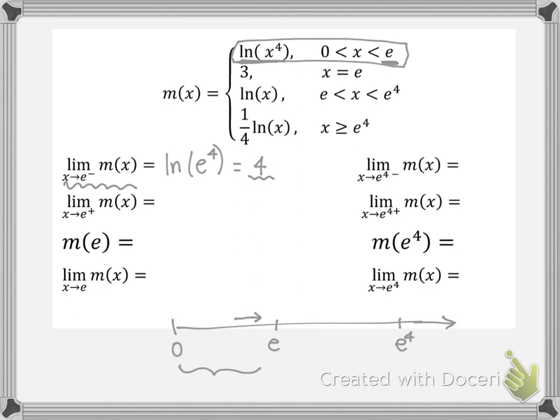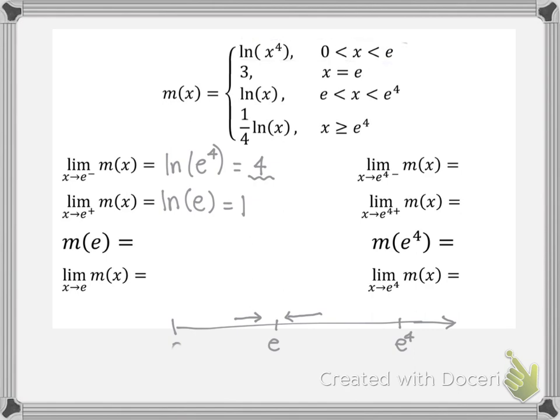Okay, the next thing this is asking us to find is the right-hand limit as x approaches e. So I'm going to go back to my number line, and now I'm approaching e from the right-hand side. That means I'm in the interval from e to the fourth. When I want to see what's happening as x approaches e from the right, I'm going to plug e into this function down here, ln of x. So ln of e is equal to 1. So my right-hand limit is equal to 1. These are called one-sided limits that we're finding.